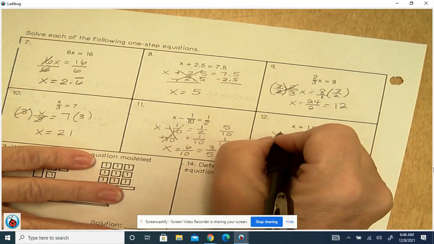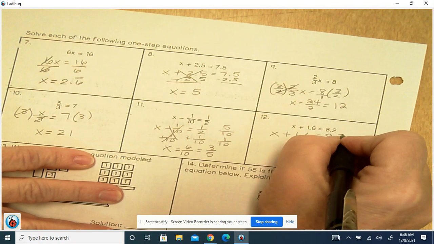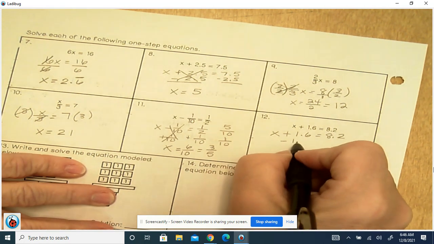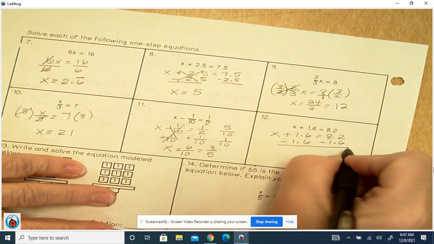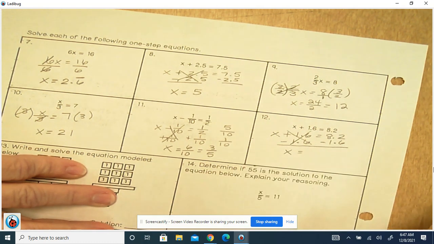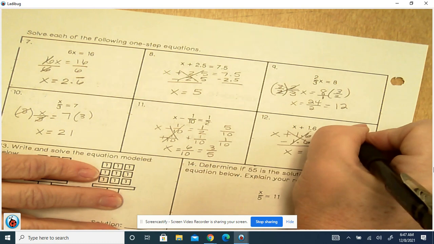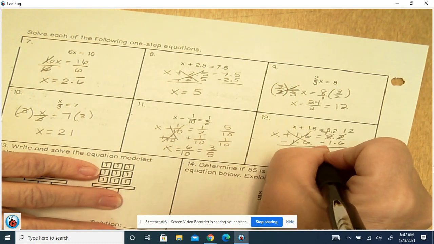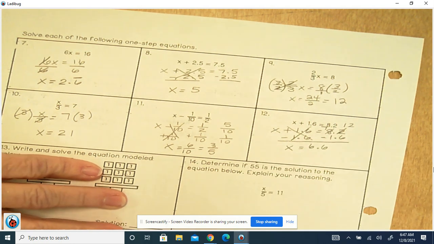This is add. So we've got x plus 1.6 equals 8.2. It's add, so we're going to subtract. We're going to do the opposite, or the inverse operation. All right, they cancel each other out. We're left with x equals 8.2 minus 1.6. Borrow 1 from the 8, it's a 7. Make the 2 a 12. 12 minus 6 is 6, your decimal. And 7 minus 1 is 6. So the answer is 6.6.